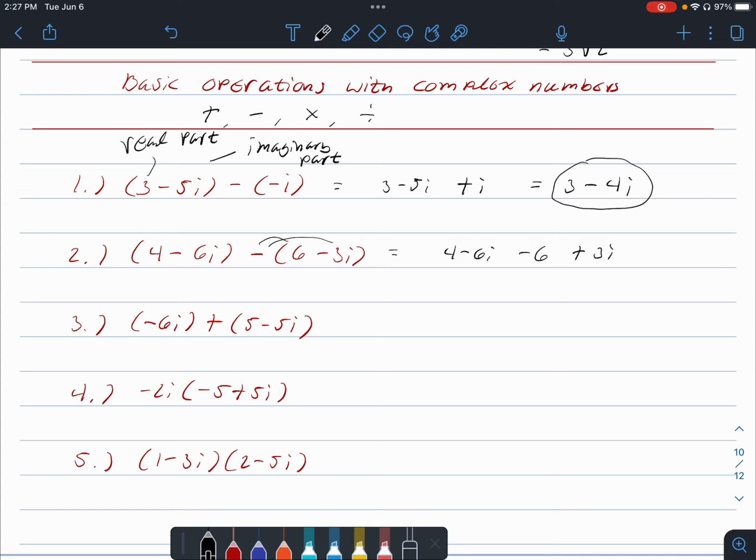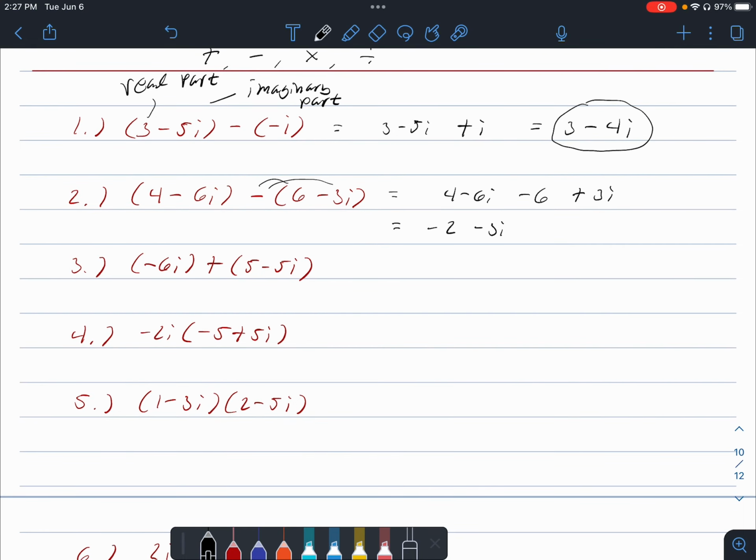So we're going to group all of our like terms together. First, let's deal with the real component. Our real components are 4 and negative 6. So we have 4 plus a negative 6, and that gives us negative 2. And then we have negative 6 and 3 for our imaginary component. So negative 6i plus 3i, that'll be minus 3i. So our answer here is negative 2 minus 3i.